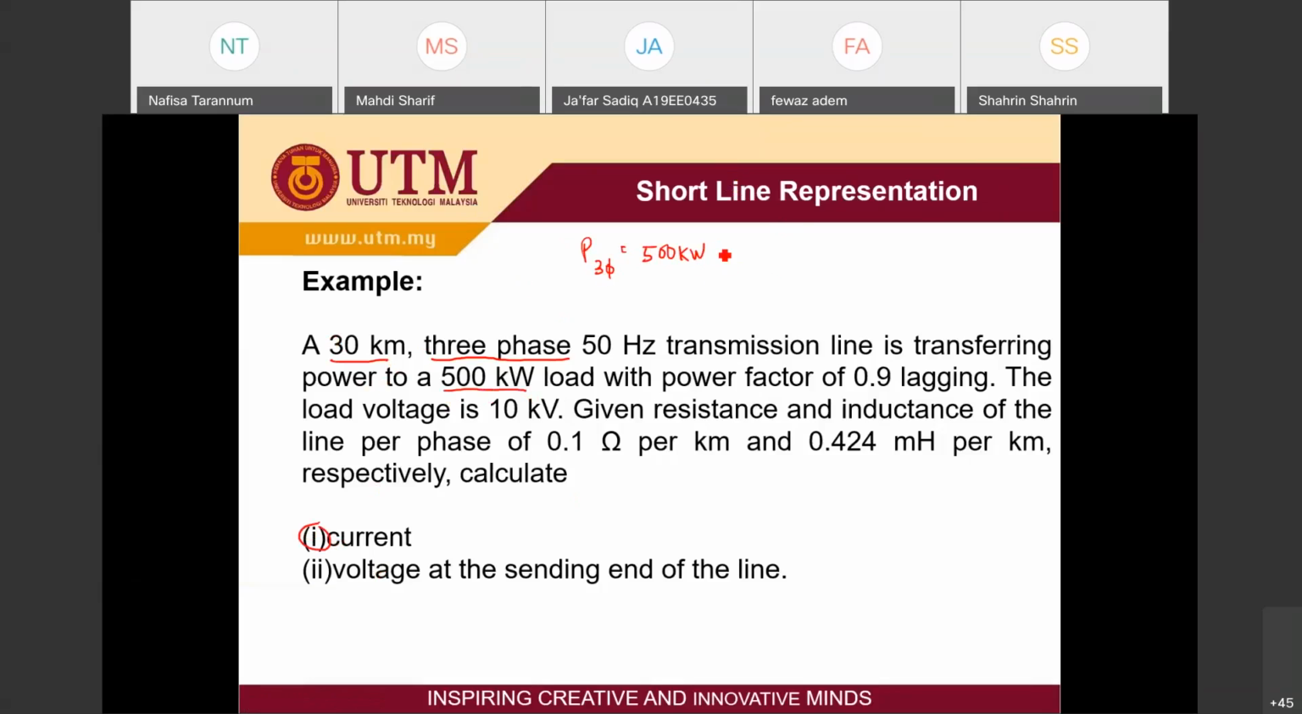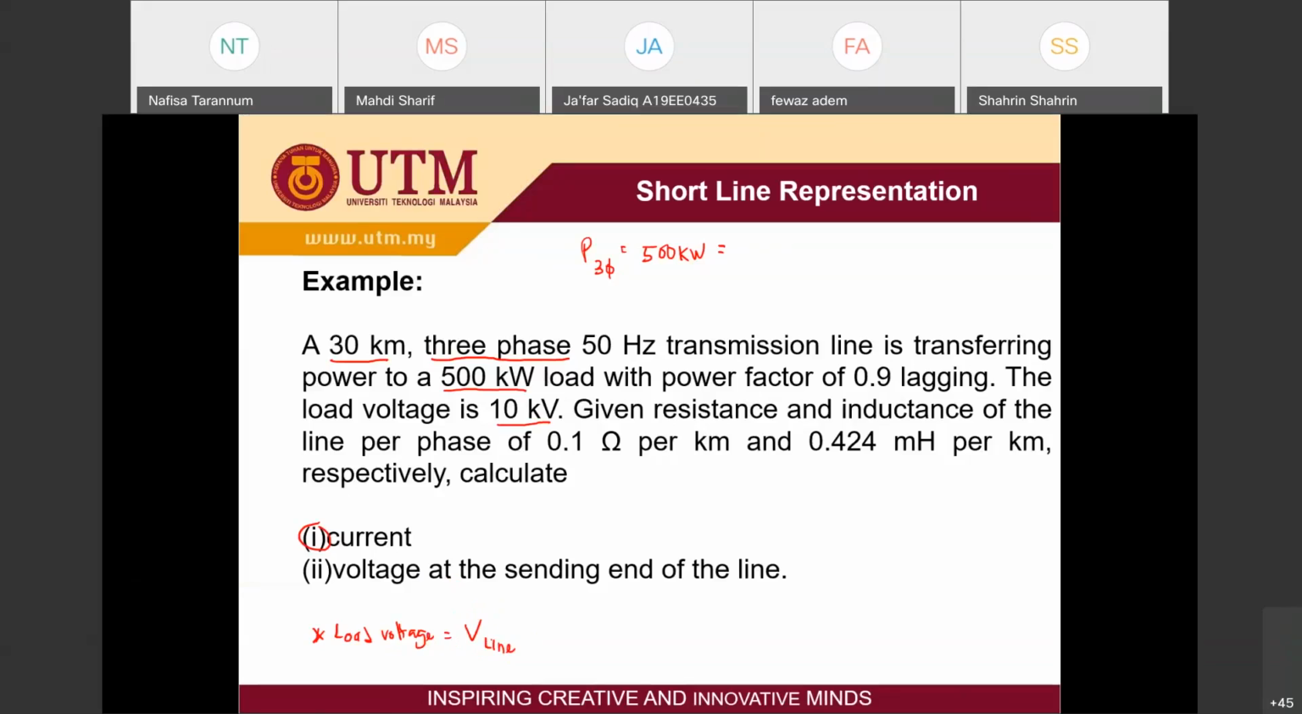Okay, so this is a 500 kilowatt. And then one more thing is this one. The load voltage is given 10 kilovolt, but it is not mentioned whether it is phase voltage or line voltage. Please be noted that an assumption has also been made that the load voltage is V line.